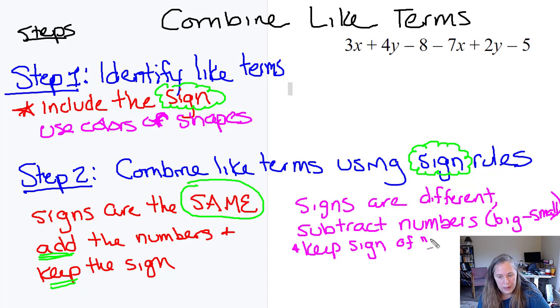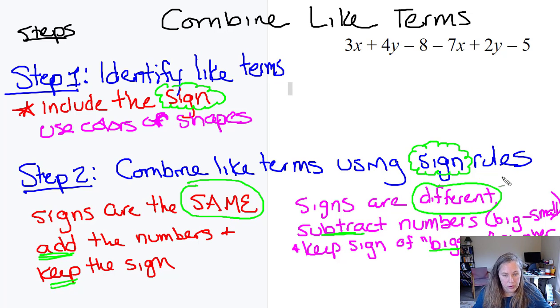of the bigger number. And I'm putting bigger in quotes because it's not the bigger number. It's the absolute value of the bigger number, but that is a mouthful, and that makes it harder to remember. Okay, so when signs are different, subtract the numbers, keep the sign of the bigger number, and you're always going to do big minus small.